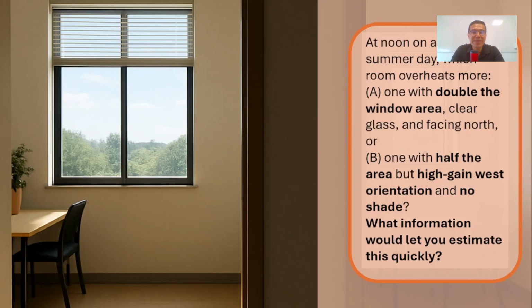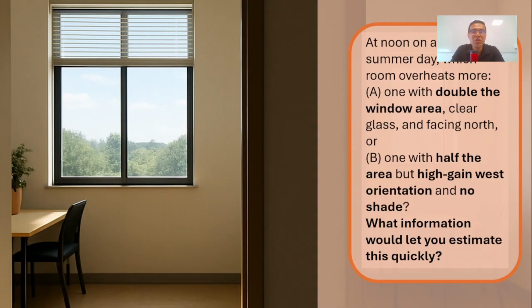Your first instinct might be to blame the room with the bigger window, right? After all, more glass means more heat. But what if the orientation, the time of day, and the lack of shading are more important than the size of the window? These questions force us to think about the difference between heat that comes in because of a temperature difference, that's conduction, and that powerful energy we get directly from the sun, which we call solar gain.